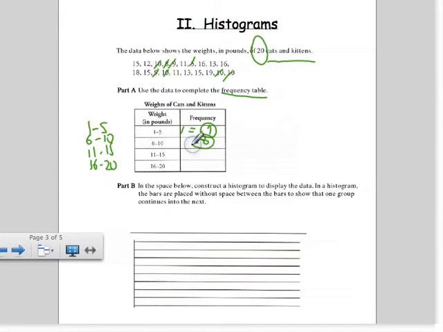I'd like you to stop the video here and finish the frequency table for 11 to 15 and 16 to 20. Press play when you're ready to check the frequency table.